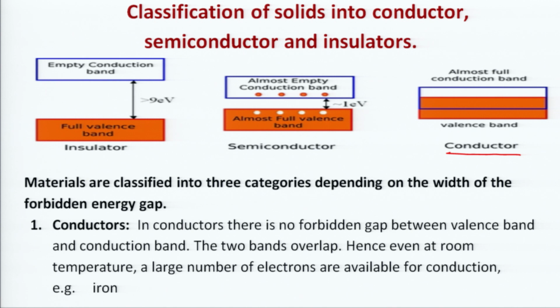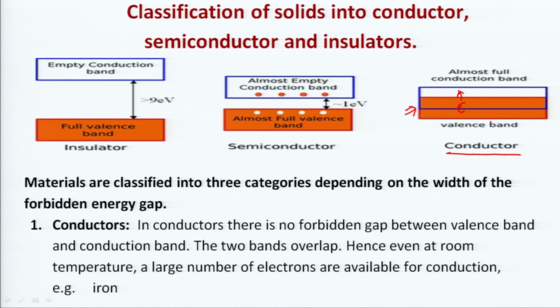So, let us have a look at the conductors. What are conductors? In conductors there is no forbidden gap between the valence band and the conduction band. It can be seen over here. There is no gap between the two. The two bands overlap, and hence even at room temperature a large number of electrons are available for conduction, for example iron. So, the electrons do not need much effort. They just move on to the conduction band effortlessly, and hence metals are very good conductors of electricity.